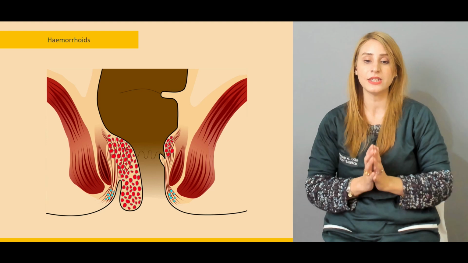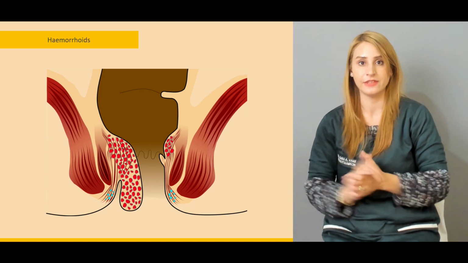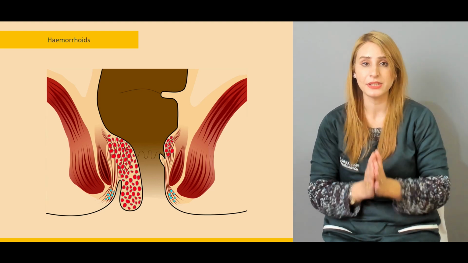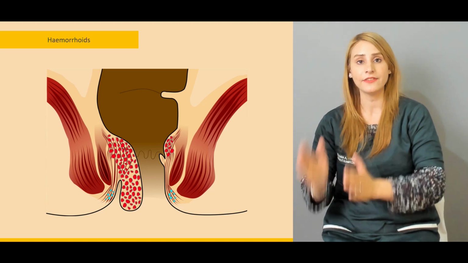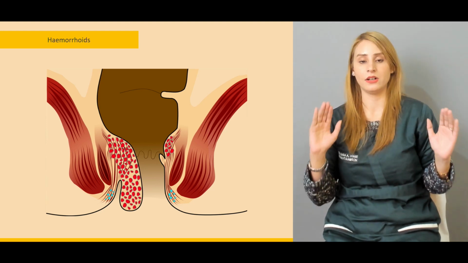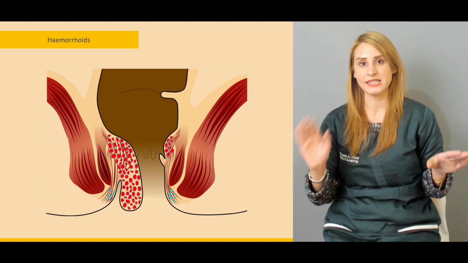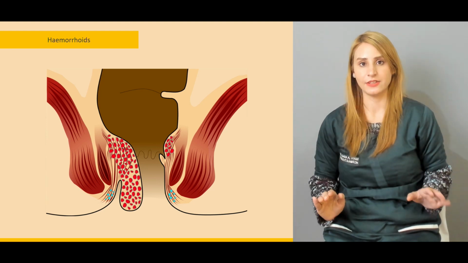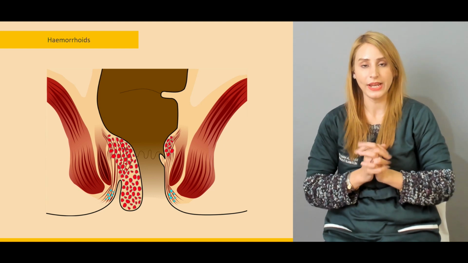So the venous blood is draining into the inferior rectal vein, and the inferior rectal vein is a tributary of the internal iliac vein. So the upper half is all related to the inferior mesenteric vein and the internal iliac, and the lower half is related to the inferior rectal vein.